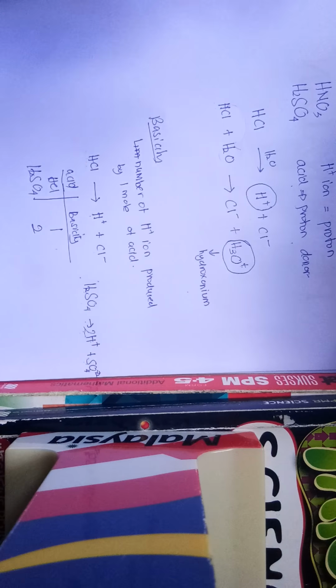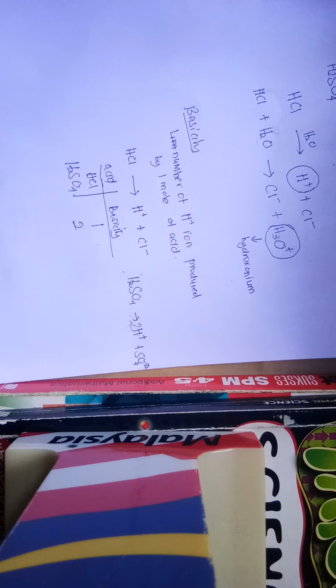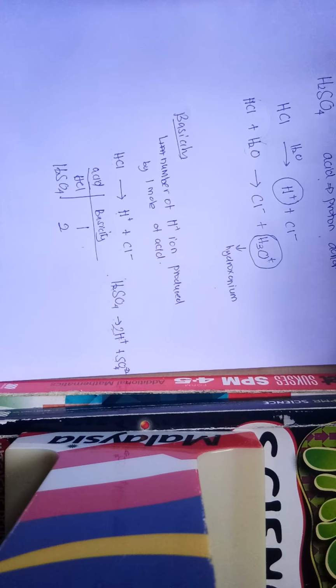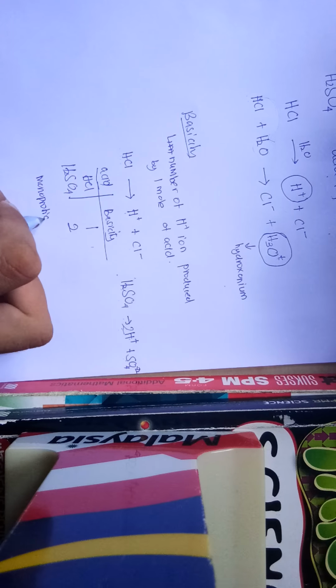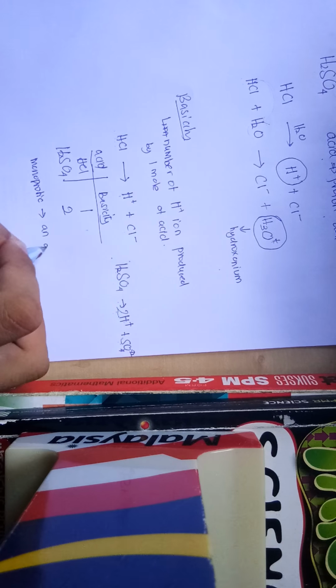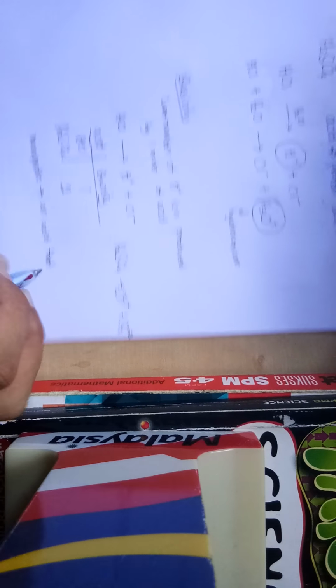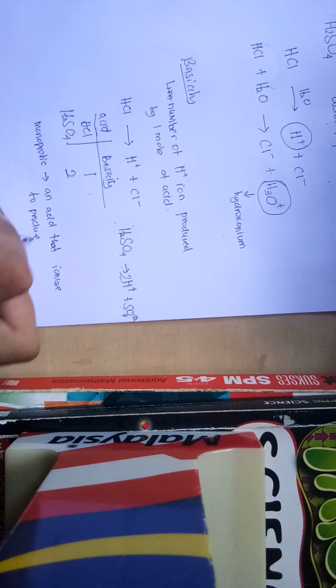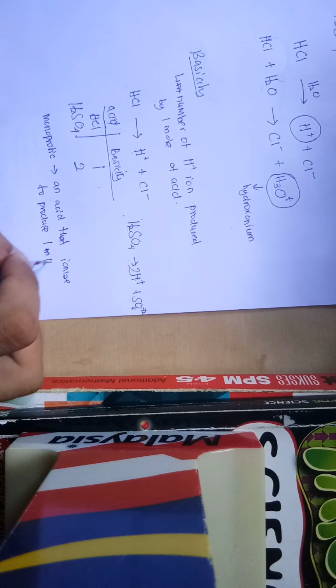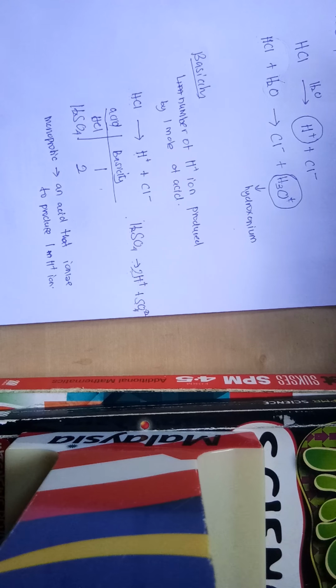So from the basicity you can know whether it is a strong or weak acid. Before we proceed to strong and weak acids, you need to know first about the monoprotic acid and the diprotic acid. Monoprotic means an acid that ionizes to produce one H plus ion.